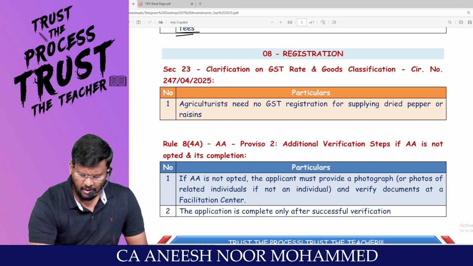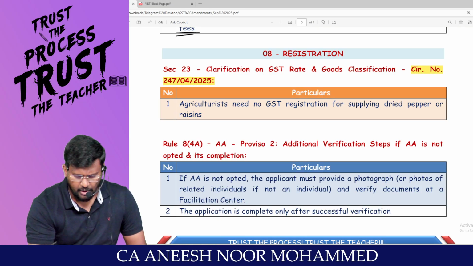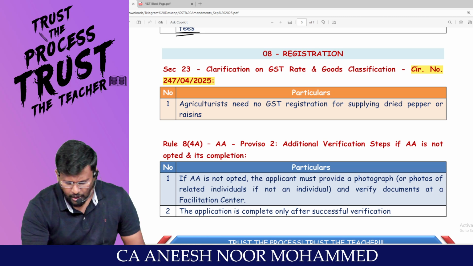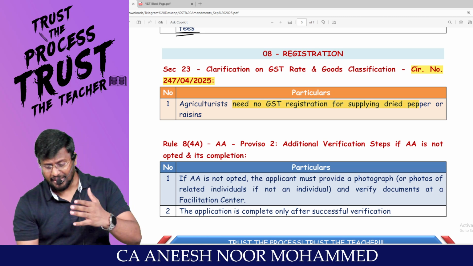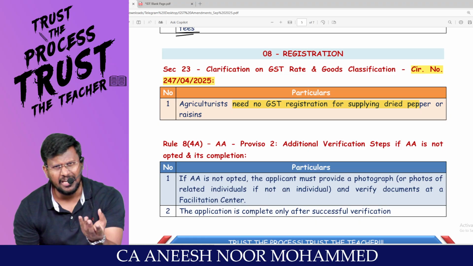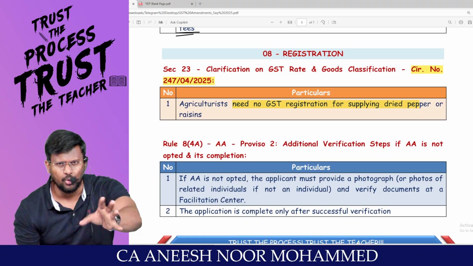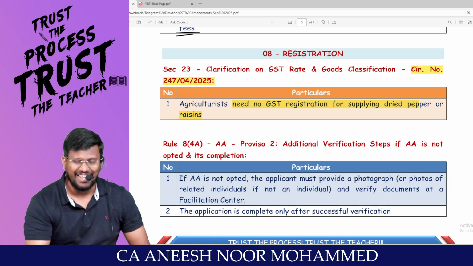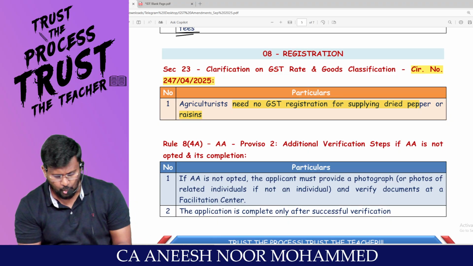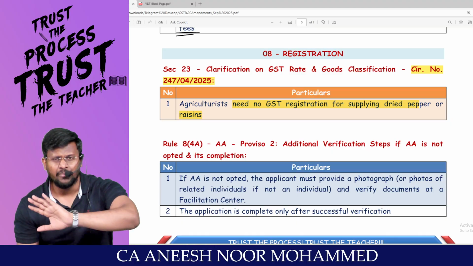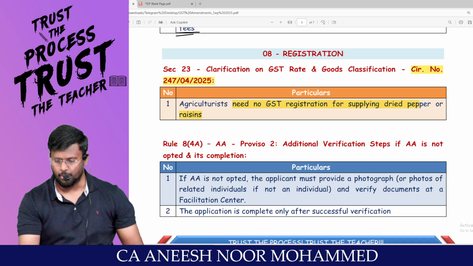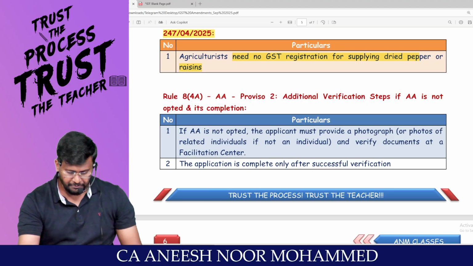Registration, sir, again circulars only. Agriculture list: no need to take GST registration for supplying dried pepper. Pepper is an agricultural produce. Even dried pepper is also an agricultural produce. Or raisins, these all are agricultural produce. In order to supply these items, being an agriculturist, you are not supposed to take GST registration.